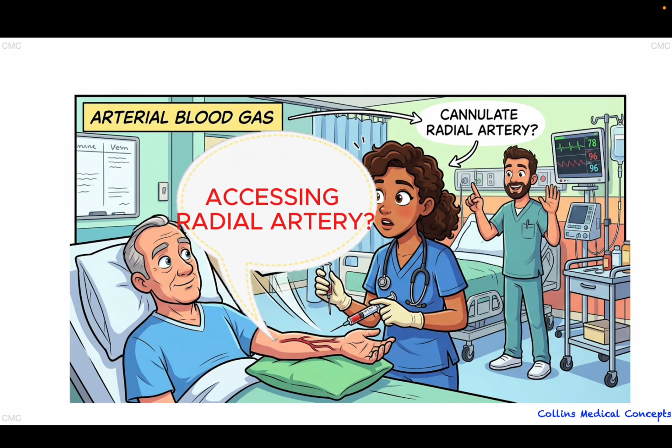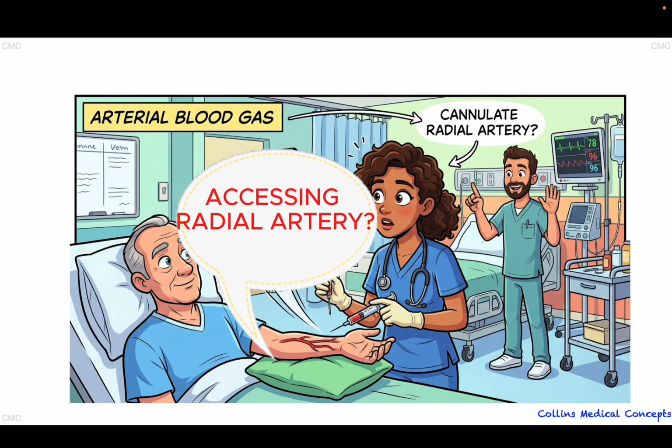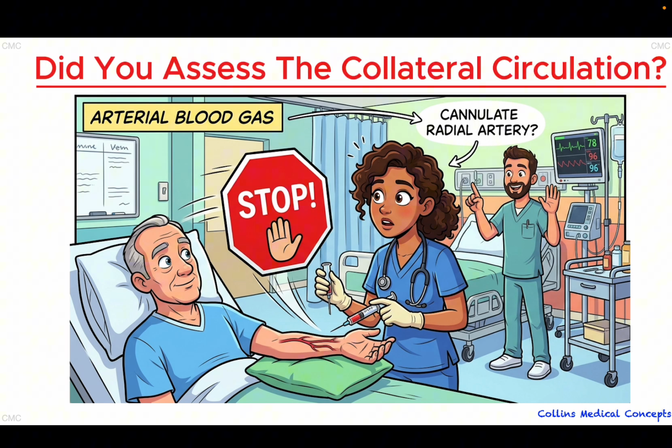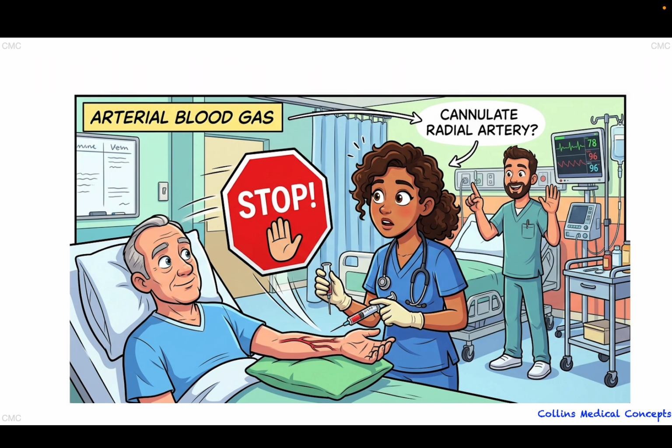Are you going to perform an arterial blood gas or cannulate the radial artery? Stop. Before proceeding, you would want to assess the collateral circulation to the hand with the modified Allen's test.